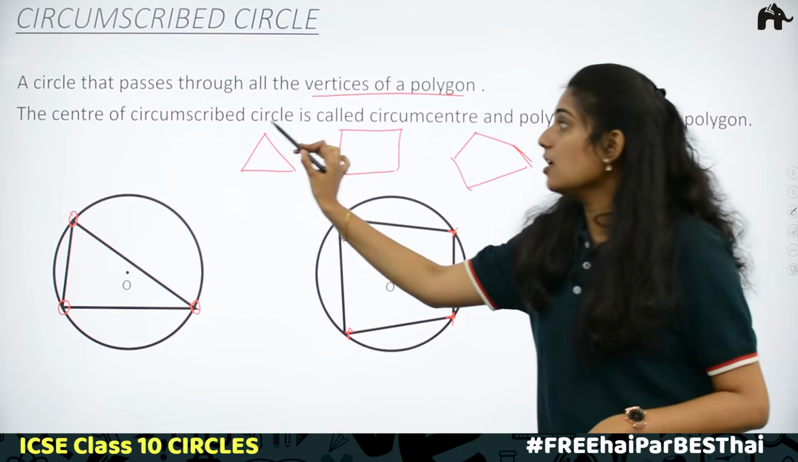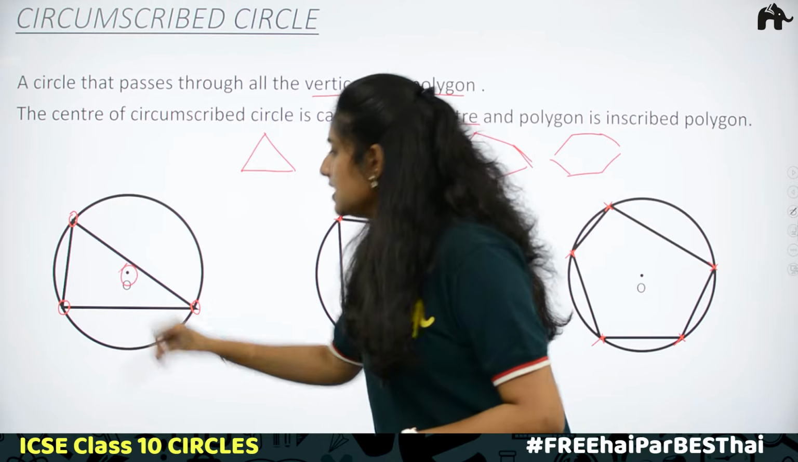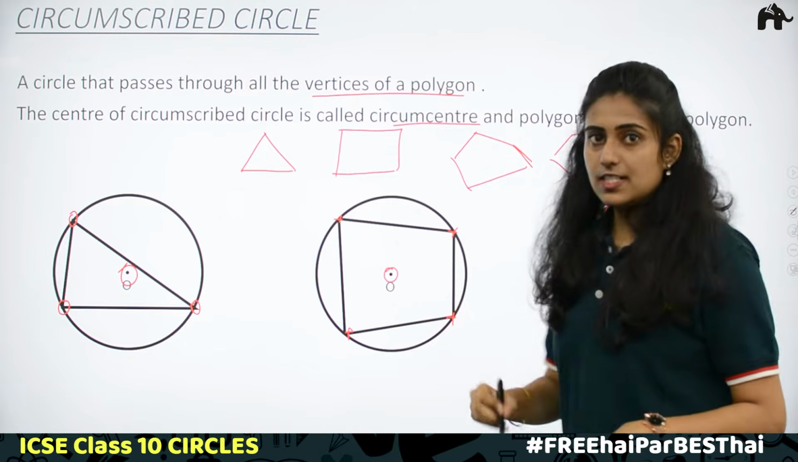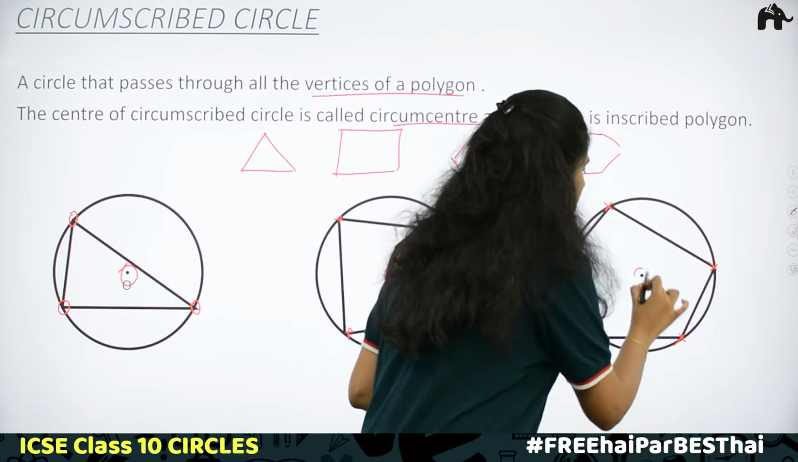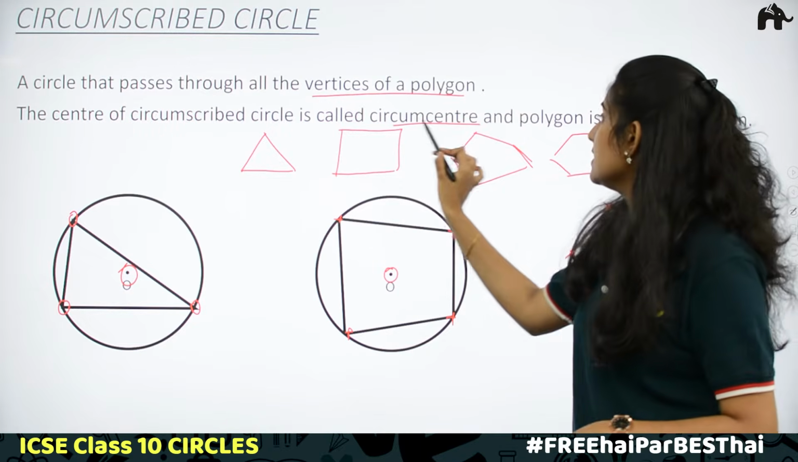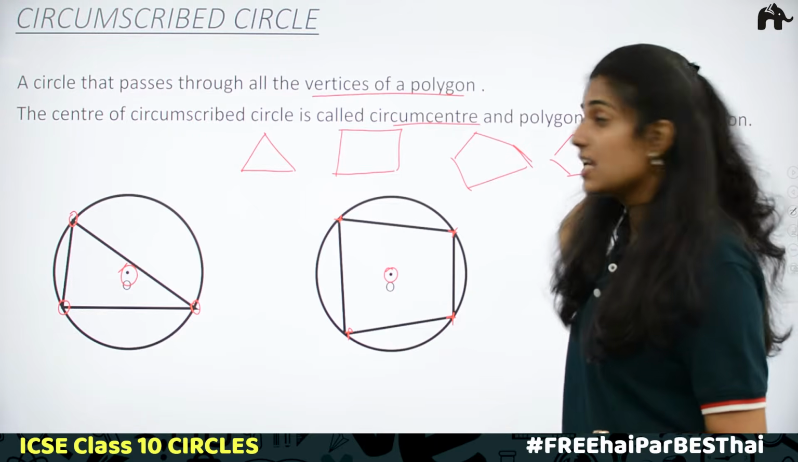Okay, the center of the circumscribed circle is called circumcenter. This is the center of this circle. This is the center of this circle. And this is the center of this circle. The center of a circumscribed circle is called a circumcenter. And the polygon is called an inscribed polygon.